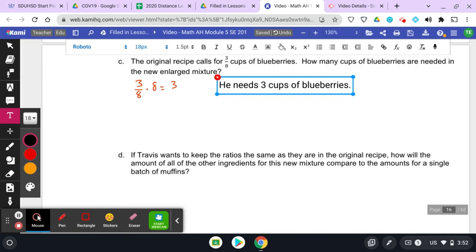If Travis wants to keep the ratios the same as they are in the original recipe, how will the amount of all the other ingredients for this mixture compare to the amounts of the single batch of muffins? He has to make 8 times as much.